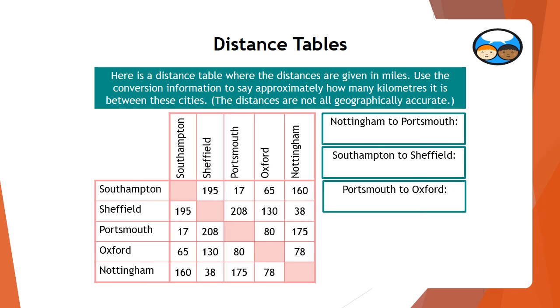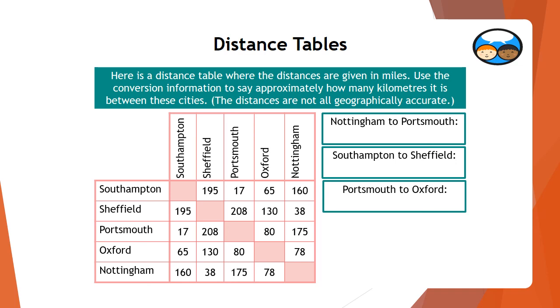Well, to get from Portsmouth to Portsmouth, there is no distance there. You're already in Portsmouth. So therefore you can see we don't need any distance. There's no distance going to be shown in those boxes. And the same from Southampton to Southampton, and Sheffield to Sheffield, and so on and so forth. Those boxes have been blanked out because we're already in that place.